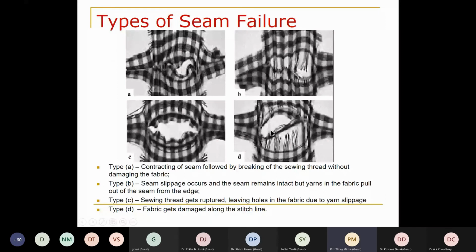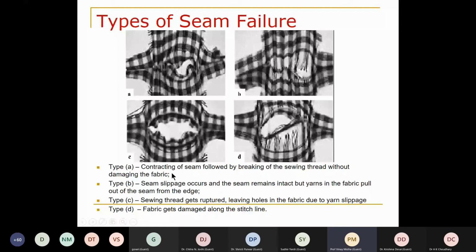And then the seam failure is also to be noted. When we are comparing the seam efficiency or the performance of different seams, the type of failure which is taking place is also important. There can be four different types of failures. First one is the contracting of the seam, followed by breaking of the sewing thread without damaging the fabric. The seam is contracted and the sewing threads break without damaging the fabric.